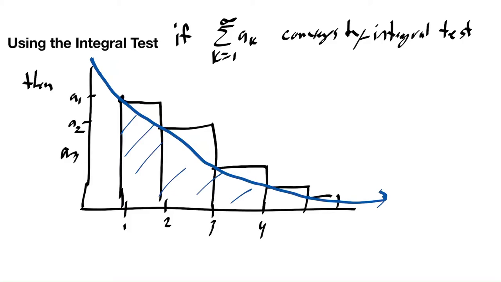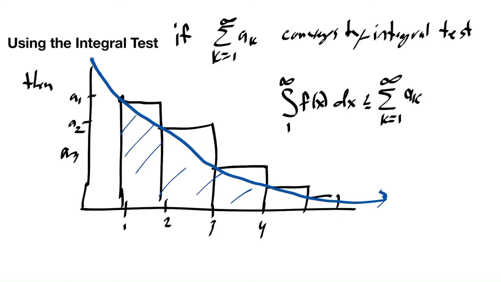And importantly, we could have drawn these black values backwards to make them go the other way. But the important idea was that we had the integral from 1 to infinity of f(x) dx is less than or equal to this sum as k goes from 1 to infinity of a_k. But it also was greater than the sum if we started one ahead, so the sum for k from 2 to infinity of a_k.